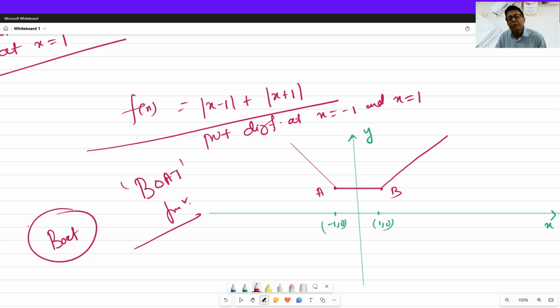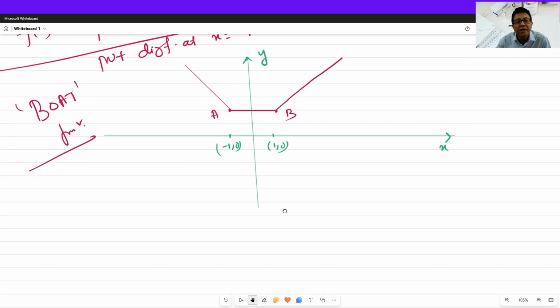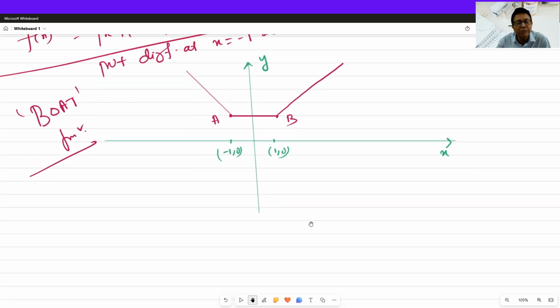Take the shape of a boat. That's why you are referring to this one as a boat function. This boat function is not differentiable at x equal to minus 1, and you can take any one of them. That is mod x minus 2, mod x plus 2.